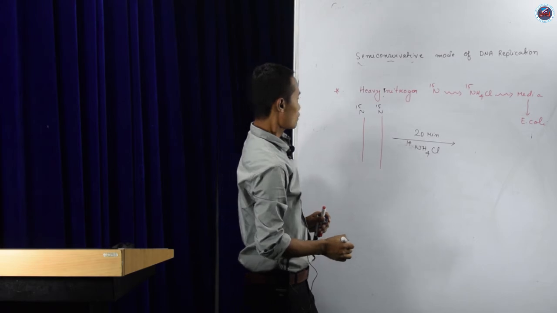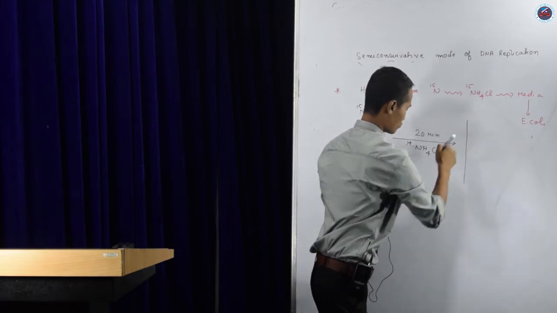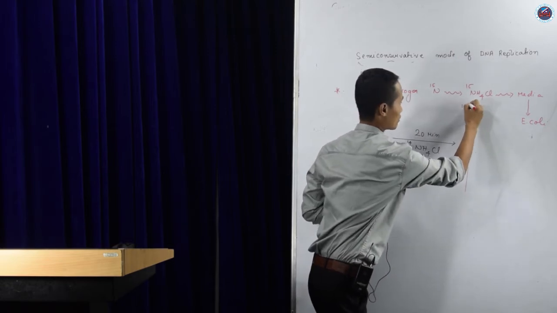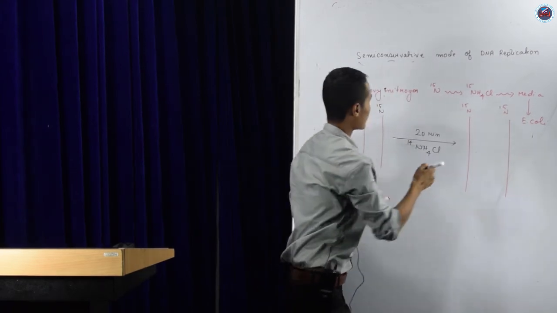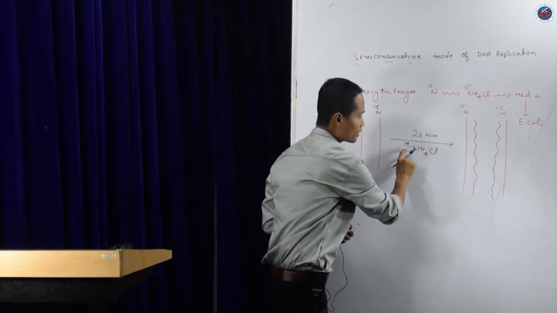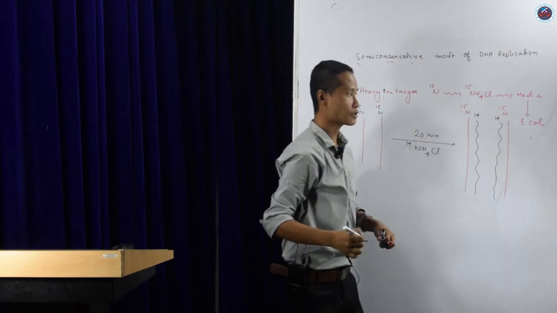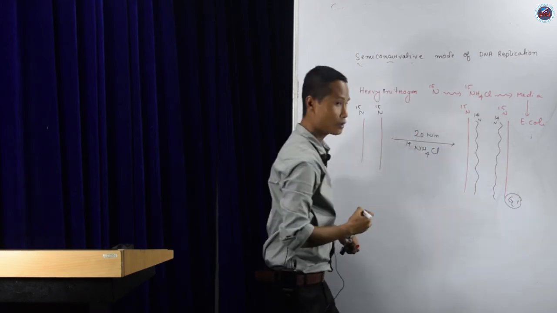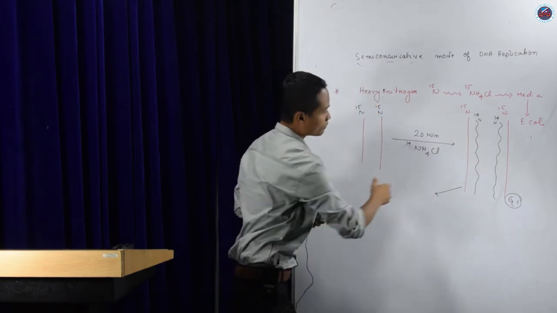So what happened was, in the first generation, this is our parental strand, N15 and N15. This is our newly synthesized strand. But here in this media we have nitrogen 14, so the newly synthesized strand will have nitrogen 14. Say this is generation 1. Now in the next generation, the same thing will happen. They will undergo replication, and the strands will be separated.